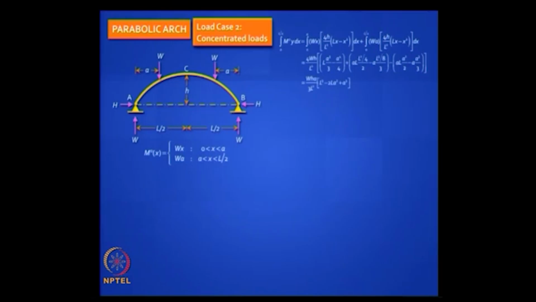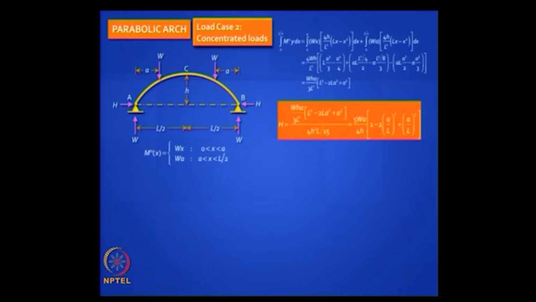You have to integrate it over two parts, 0 to a and a to L by 2. Is it clear? What is a denominator? It is a fixed quantity, is it not? 4h squared L by 15.